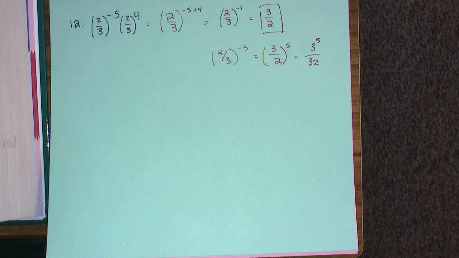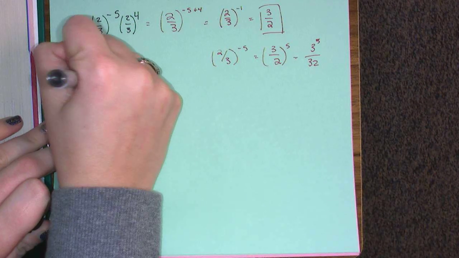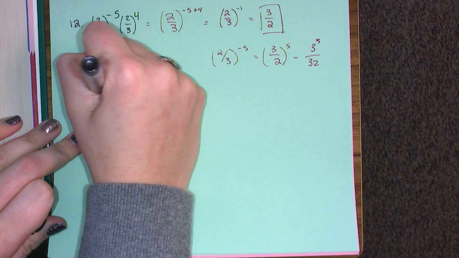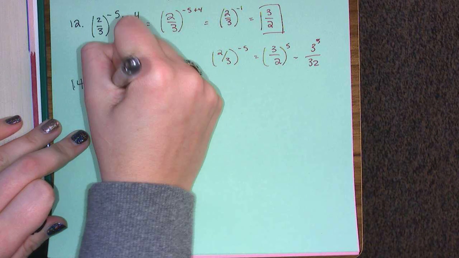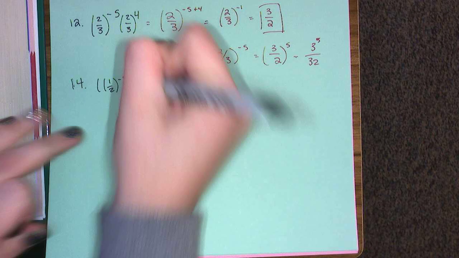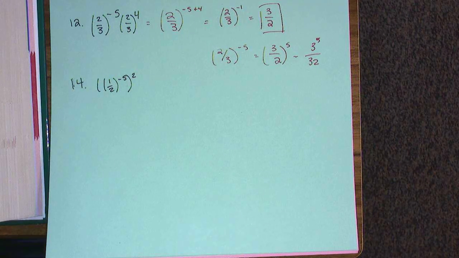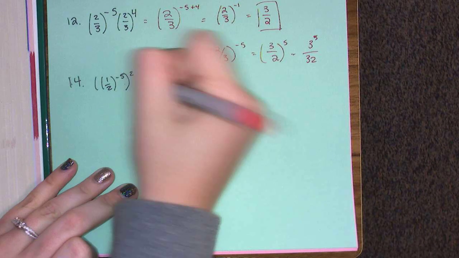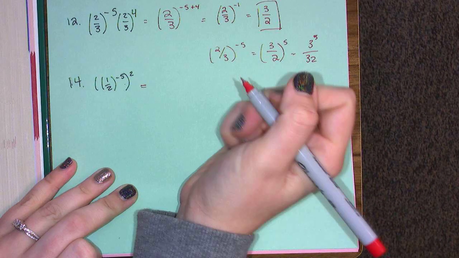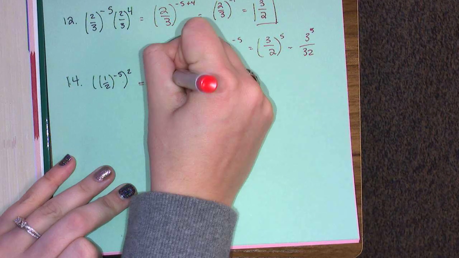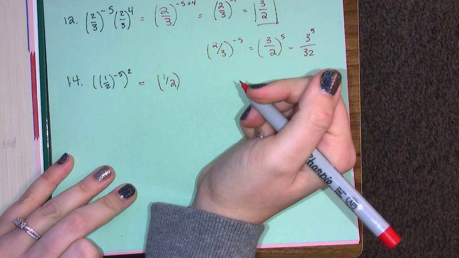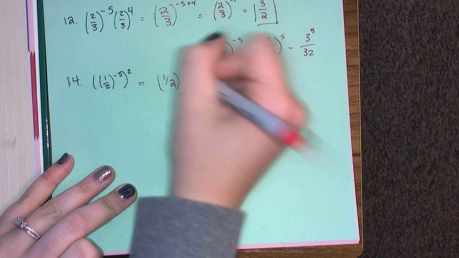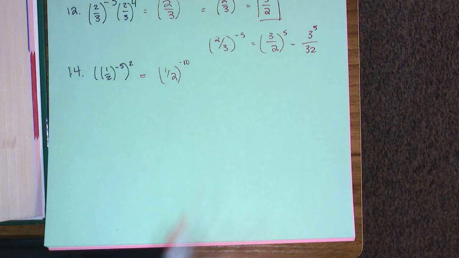Well, 14 is kind of like that, so let's look at that one really quick. 14: we have 1/2 raised to the negative 5th, all raised to the 2. So what does that give us then? Or what's the first step of this one, I guess is what I should say. So that gives me what? Okay, raised to the negative 10. And then what would I need to do because of it being negative?